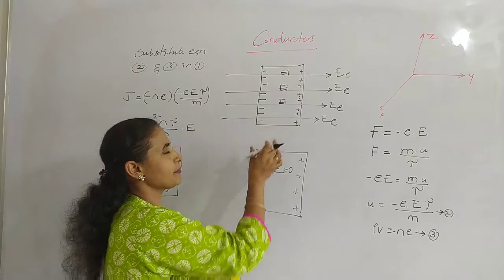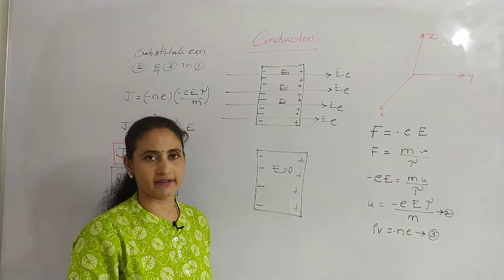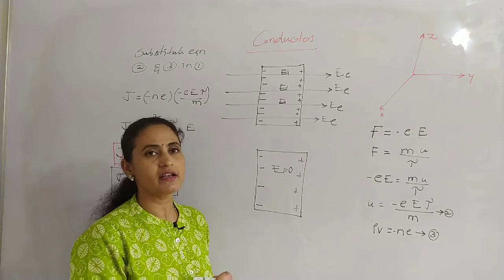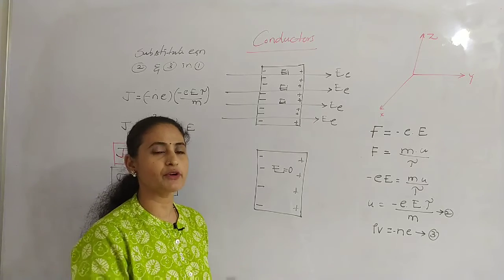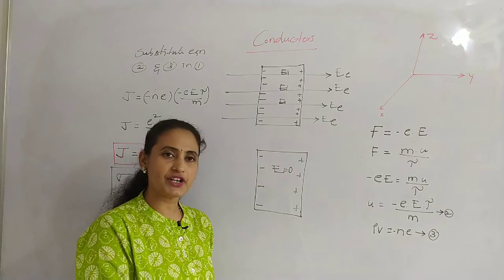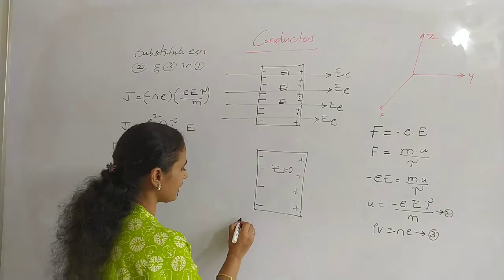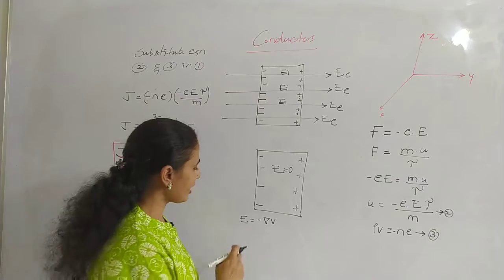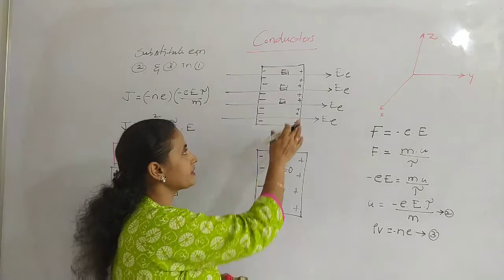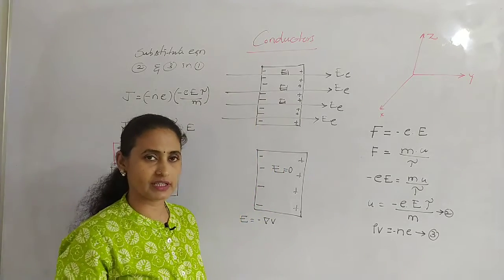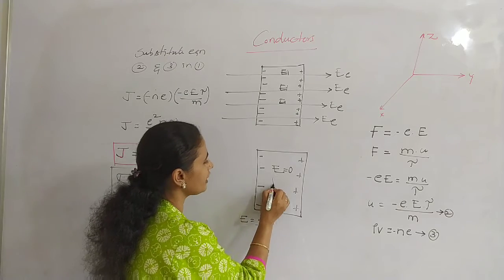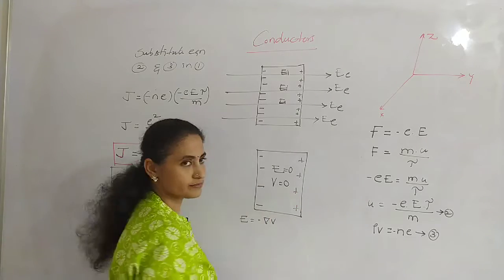And the conductor maintains an equipotential plane. Equipotential plane means all the points are at the same potential. So if you take the potential difference, it will be 0. E is given by minus gradient of V, where the electric field is 0 and it maintains the equipotential plane within the conductor. So there won't be any potential difference, so V is also 0.